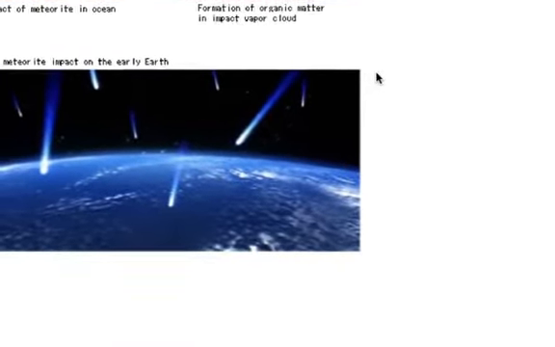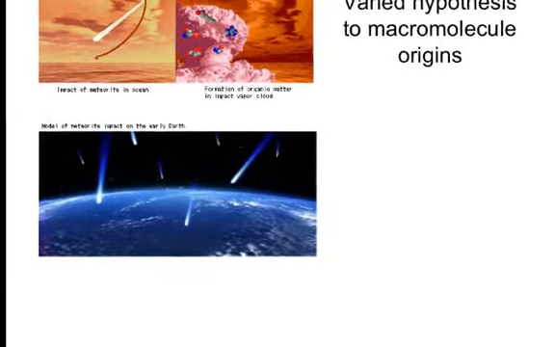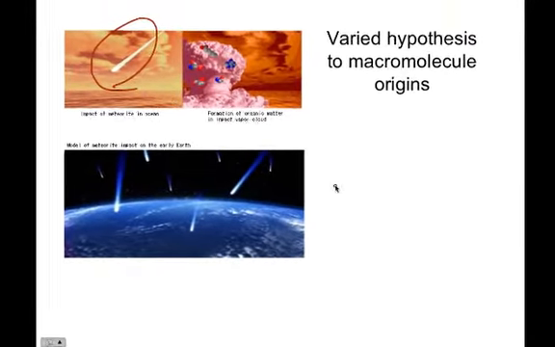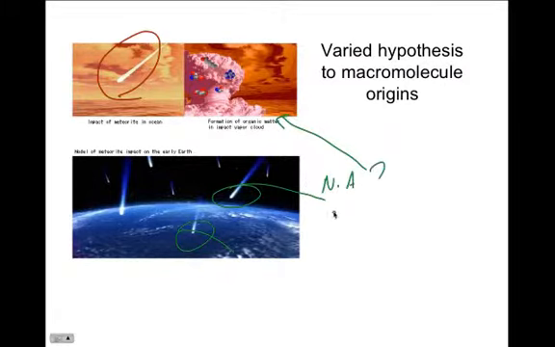One thing that we're looking at is various hypotheses. One hypothesis is that comets that float around through the universe ultimately came and collided with the Earth. Is it possible that these various comets came and brought with them molecules? Could they have brought with them nucleic acids? Could they have brought with them various proteins?